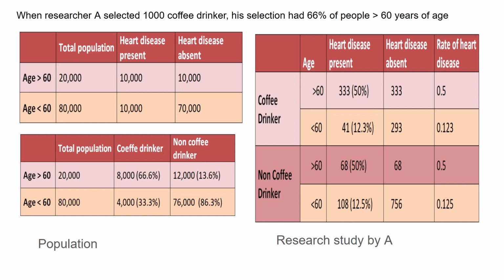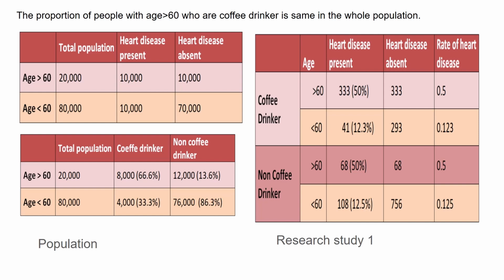We see that the coffee drinkers in the study by A with age above 60 were 333 plus 333, which makes 666. That is 66% of the total coffee drinkers. The proportion of coffee drinkers above age 60 is the same in the whole population, if you see here. There are a total of 12,000 coffee drinkers and 66.6% are above age 60. So the distribution of coffee drinkers was similar in the total population and in the sampling by researcher A.